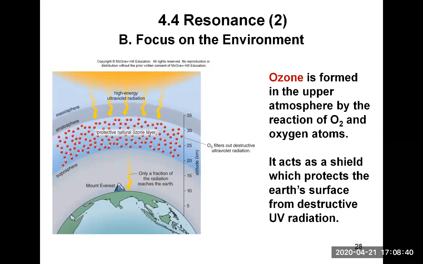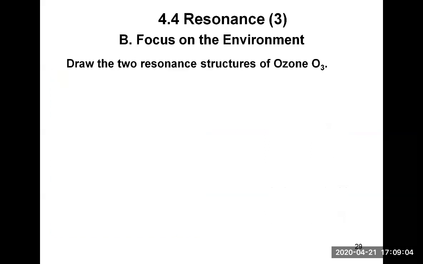And so ozone is in the upper atmosphere, and it's a protective layer. It's naturally protecting us against destructive ultraviolet radiation. So it acts as a shield which protects the Earth's surface from destructive UV radiation. So we need to have a good layer of ozone in the upper atmosphere. So let's do two resonance structures for ozone, whose formula is O3.